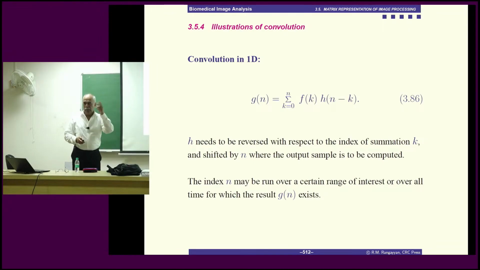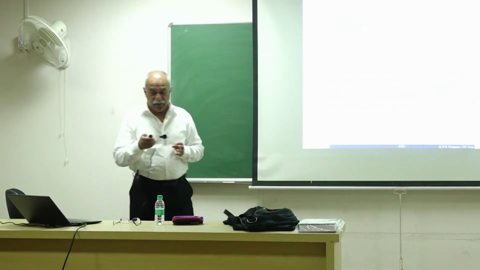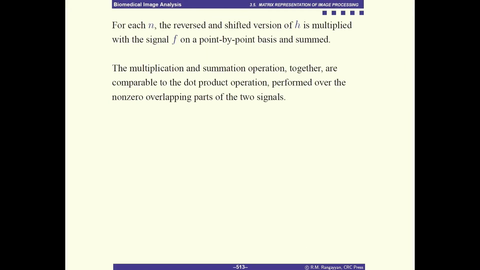But we know that when you have two signals of samples n1 and n2, the output has n1 plus n2 minus 1 samples for linear convolution. So for each n, the reversed and shifted version of h is multiplied with the signal f on a point-by-point basis, like a dot product. And multiplication and summation operation together are comparable to the dot product performed over the non-zero overlapping portions of the two signals.